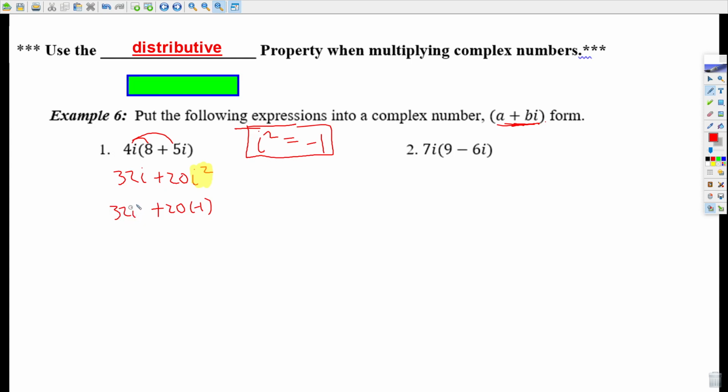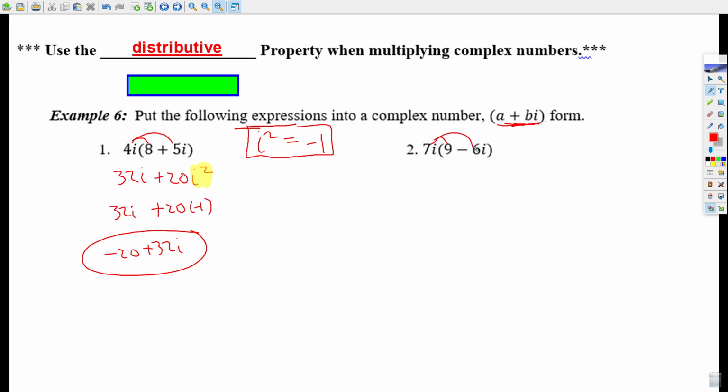And we still have this 32i. Now we can't do anything with 32i. That has to stay like that. But now we can basically just rewrite it into the correct form, a plus bi. This is actually the real part now. It's 20 times negative 1, so it's going to be negative 20. I'm going to write that part first, plus 32i. So now it matches up to this form up here.